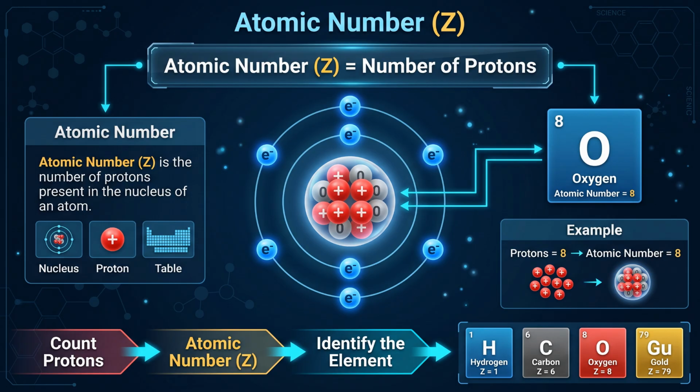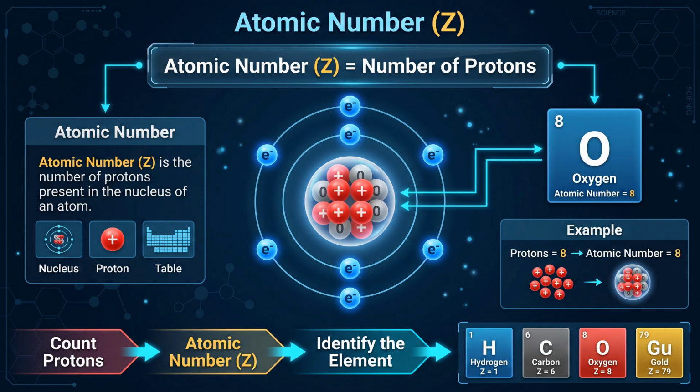Scientists rely on atomic number in many fields of science and technology. In medicine, radioactive isotopes are identified by their atomic numbers. In biology, the atomic numbers of carbon, hydrogen, oxygen, nitrogen, phosphorus, and sulfur help explain the composition of living organisms. In environmental science, atomic numbers help identify pollutants and trace elements. In astronomy, scientists determine the elements present in stars by analyzing their atomic numbers through spectroscopy. In nuclear chemistry, atomic number is essential for understanding radioactive decay and nuclear reactions.